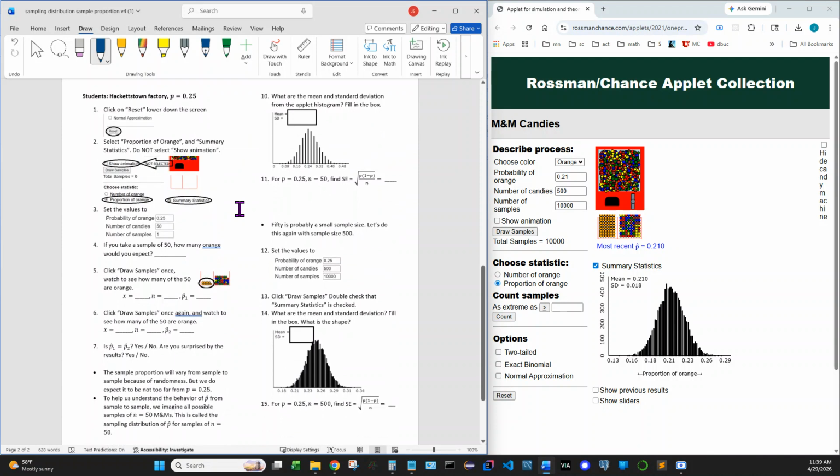And so I'd like you to try this all again, basically very similar, except instead of 21%, which we see for the Cleveland factory, we're going to have 25% for the Hackettstown factory. So I'd like you to pause the video and work through this whole exercise on this page for the Hackettstown factory. When you're done, unpause the video and check your results versus mine.